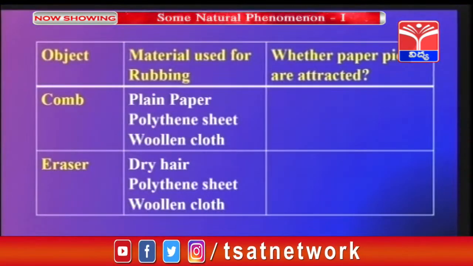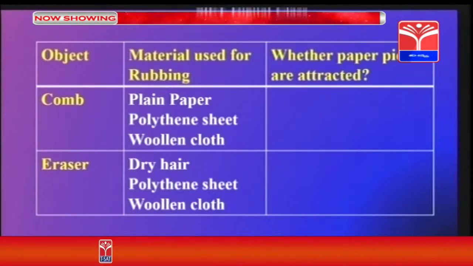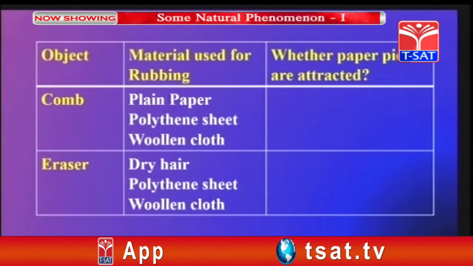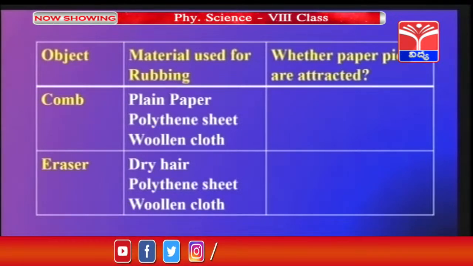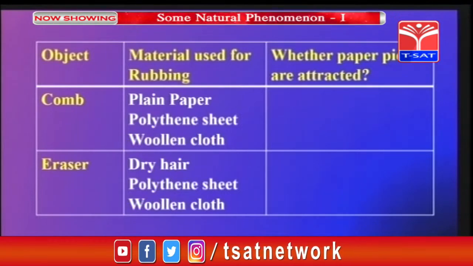Take a comb, rub it with a plain paper and bring it near the pieces of paper. Take a comb, rub it with a polythene sheet and see whether bits of paper are getting attracted or not. Take a comb and then rub it with a woolen cloth and then observe whether the pieces of paper are getting attracted or not. And the same thing you can do with the eraser also.